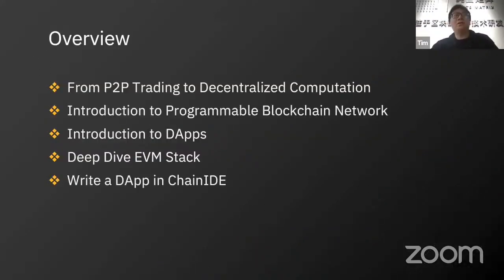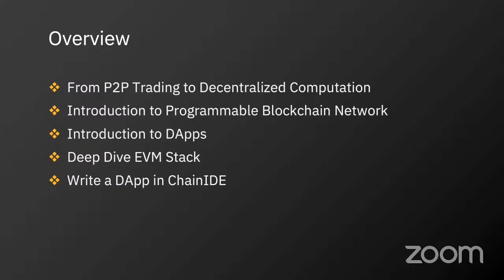So here is basically today's roadmap. There are basically 5 major chapters. The first one is from P2P trading to decentralized computation. The second one is the introduction to programmable blockchain network. The third one is the introduction to the main title, decentralized apps. The fourth one is a deep dive on the EVM stack. The fifth one is how to write a decentralized app in ChainIDE.